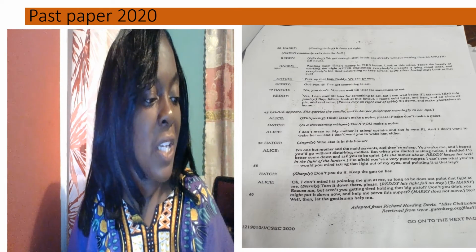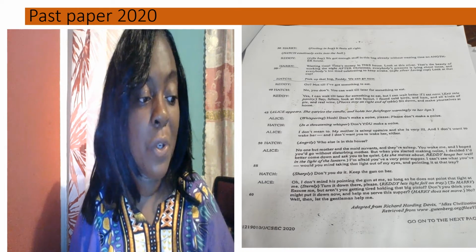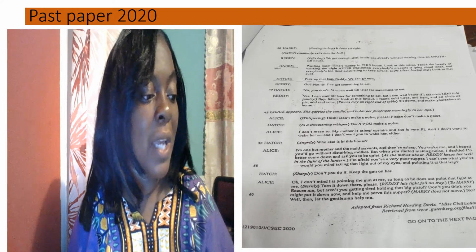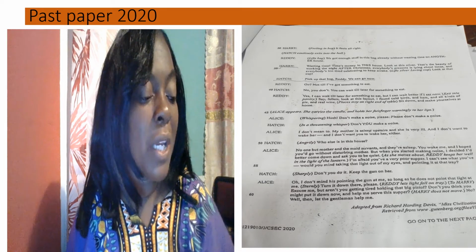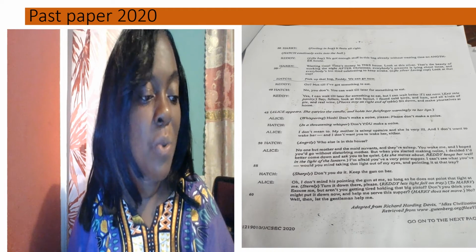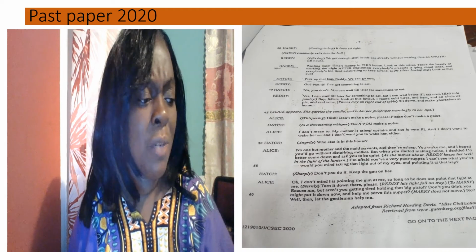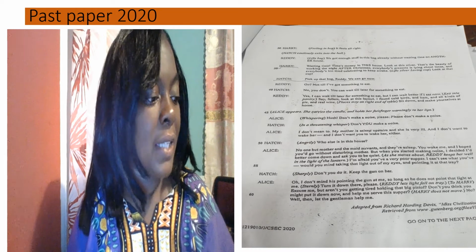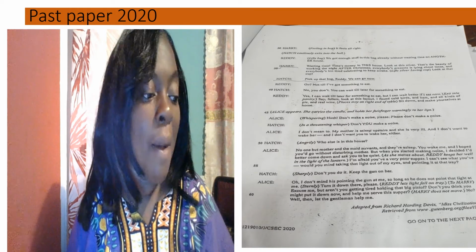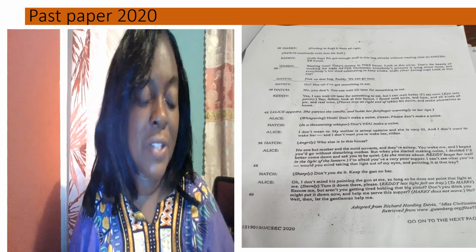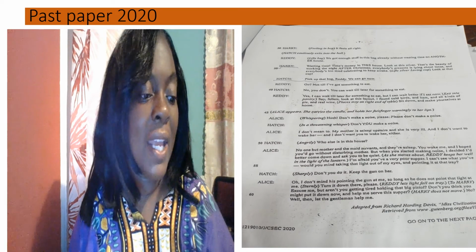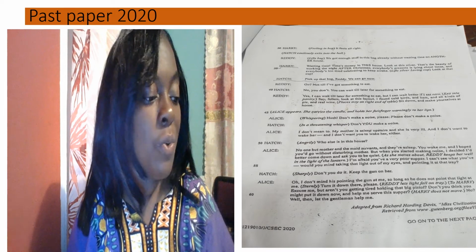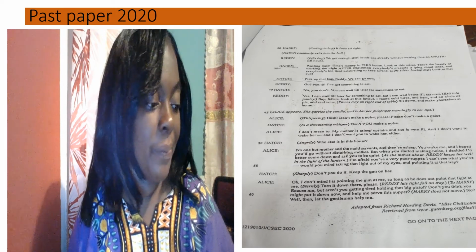Alice appears. She carries a candle and holds her forefinger warningly to her lips, whispering, "Hush, don't make a noise, please. Please don't make a noise." In a threatening whisper, "Don't you make a noise." Alice, "I don't mean to. My mother is asleep upstairs and she is very ill, and I don't want to wake her. And I don't want you to wake her either."